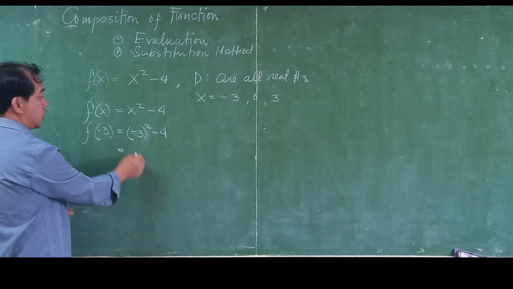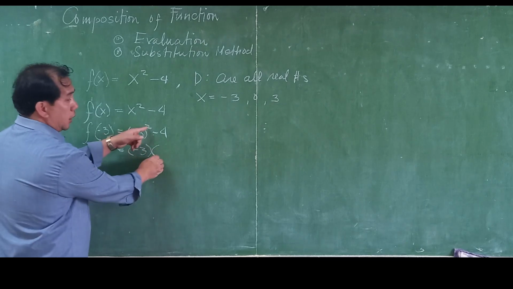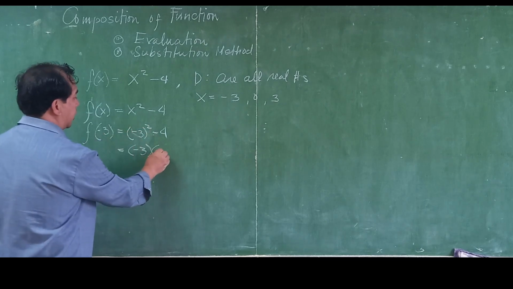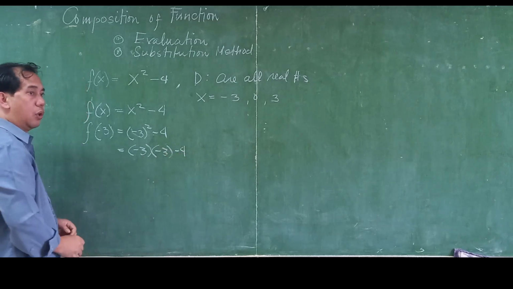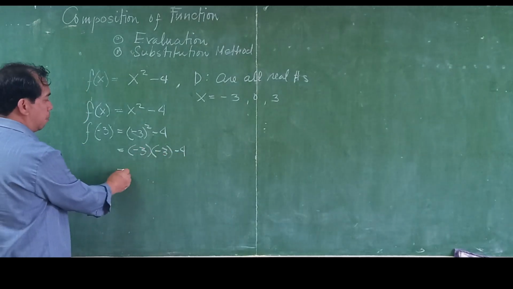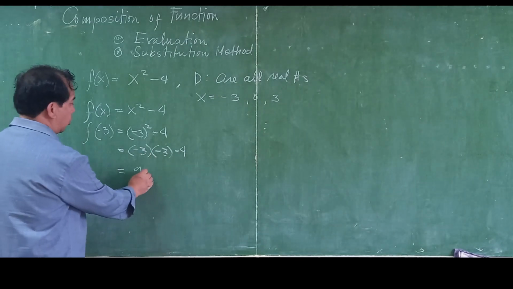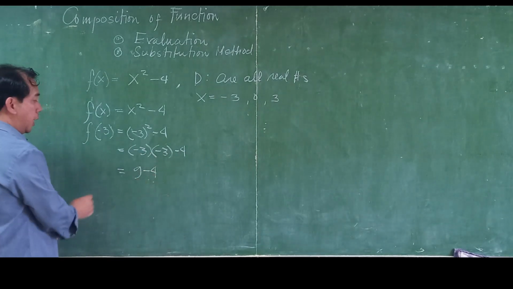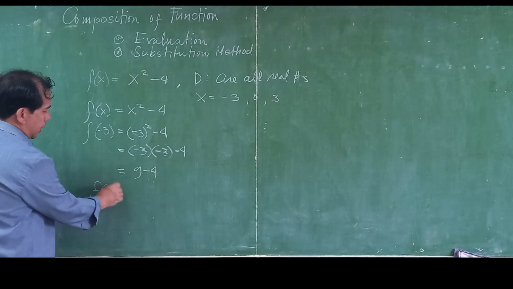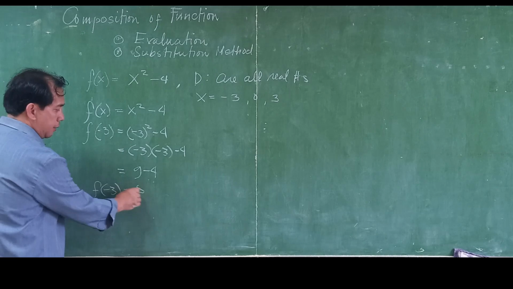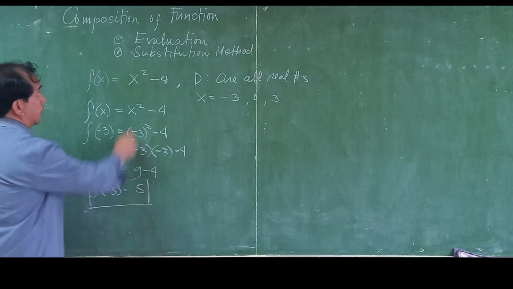So we have now that is the same as negative 3 multiplied by, we have exponent, negative 3. And minus 4. Negative multiplied by negative is positive. And so positive 9 minus 4. And so the result of your f of negative 3 is the same as what? 5.